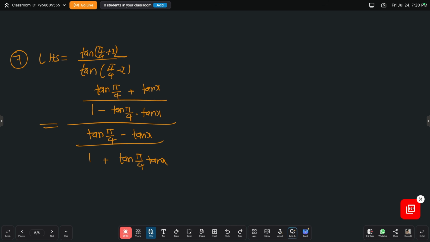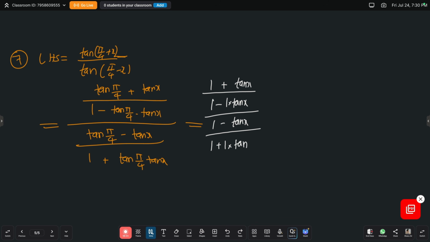Put the equal sign here, exactly here. Now simplify. Do you know the tan pi by 4 value? Yes, then substitute. Tan pi by 4 means 1. So it is 1 plus tan x divided by 1 minus 1 into tan x, upon 1 minus tan x divided by 1 plus 1 into tan x.